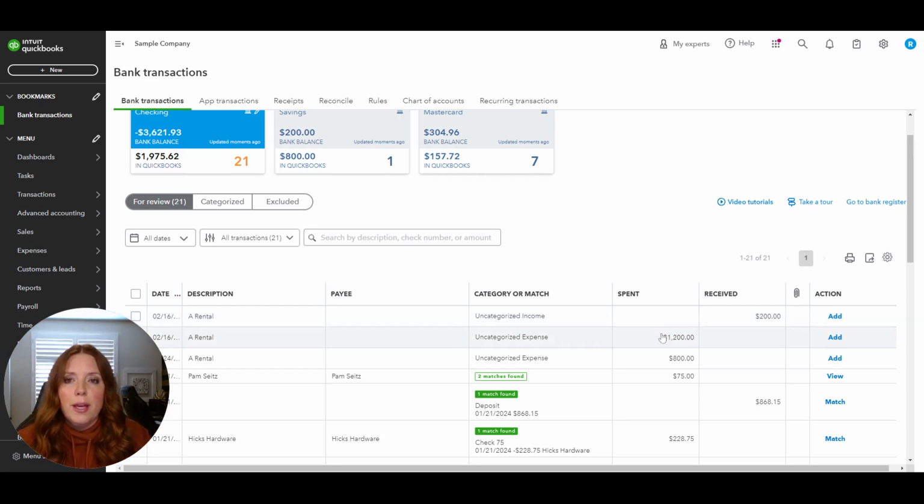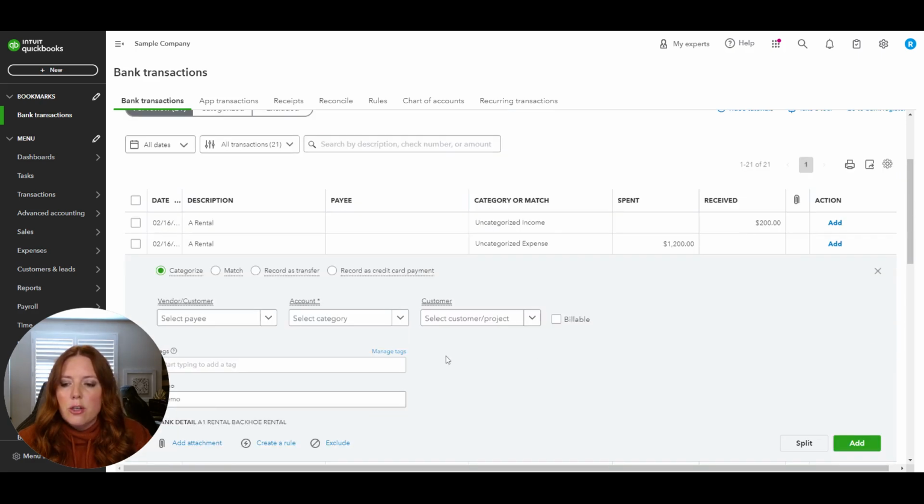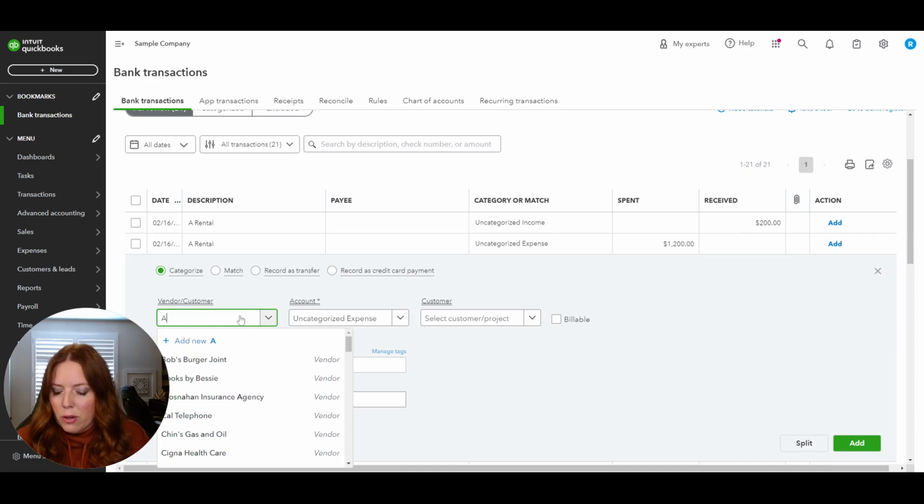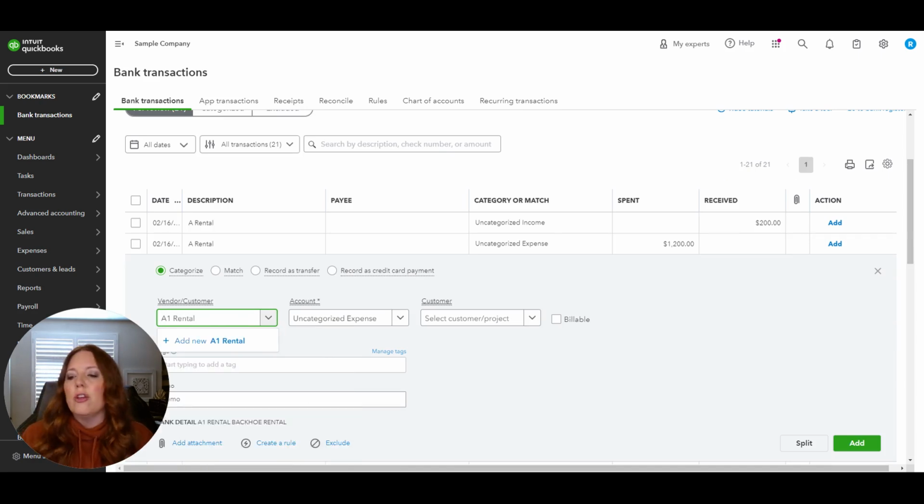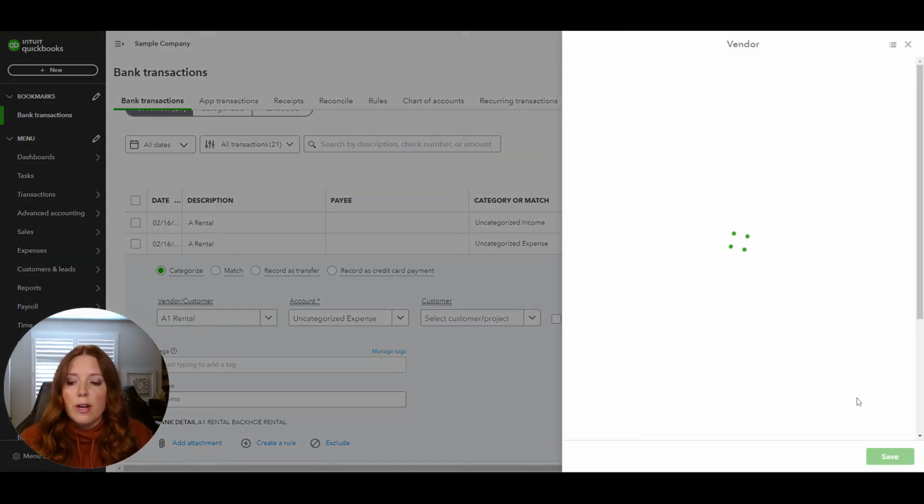So what we will do here is we will go ahead and categorize the expense. So this expense, this says that it's A1 rental. So we always want to make sure that we have a customer vendor, and A1 rental is not a vendor now, so we will make one.